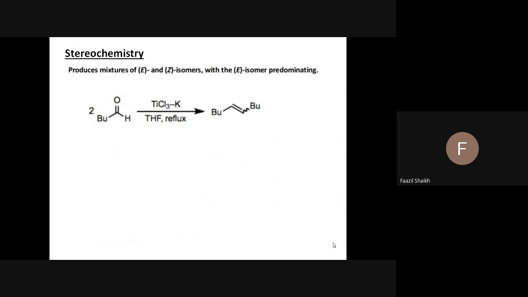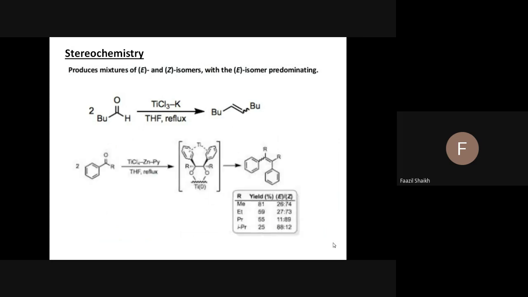So now see, this is the product. We can understand the stereochemistry by having this. This R group will decide the E or Z isomer: how much E will form, how much Z will form. You can see this table now. Consider this R is a small methyl group.